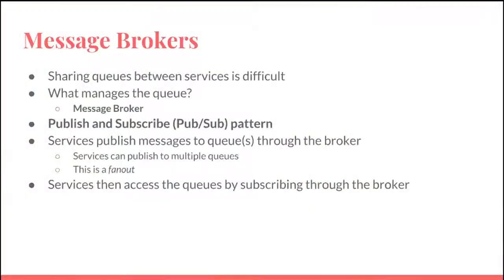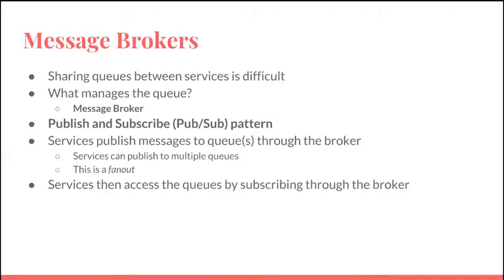We've discussed what a message is. We discussed a bit about the protocols that have been constructed around sharing these. Now, we discussed queues a bit, but sharing queues between different web services is still a bit difficult. We often need a dedicated service just to act as a middleman or an intermediate service that fields requests from different services trying to access the queues. This is known as a message broker. And typically, we follow something known as a publish and subscribe pattern, in which services publish messages to queues through the broker.